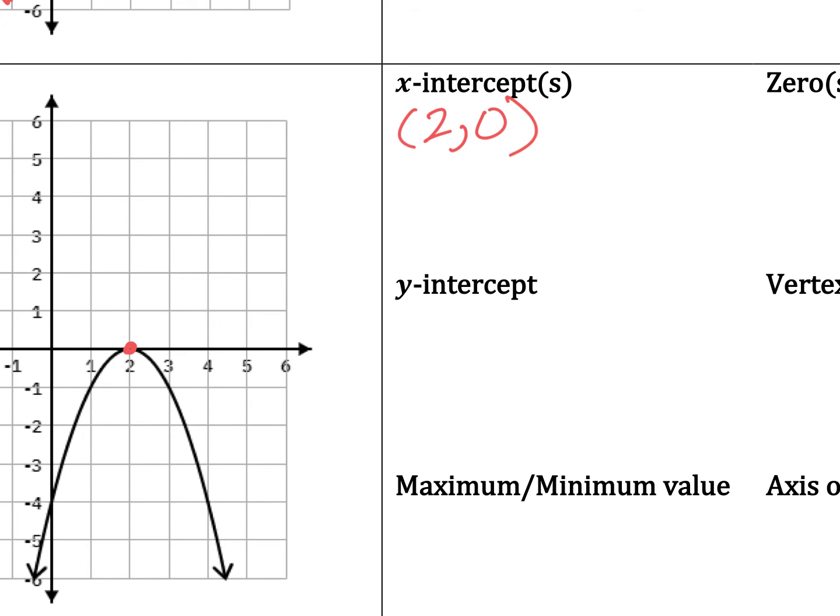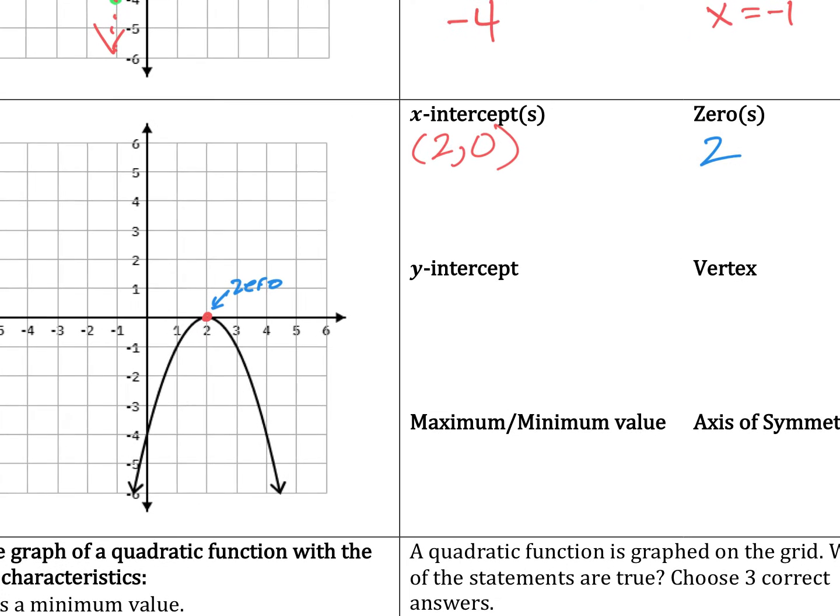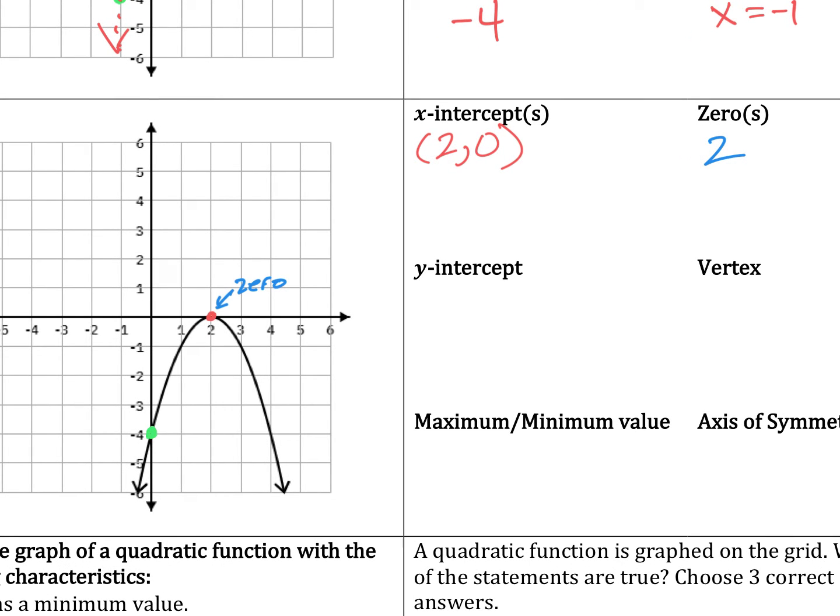Now look at your 0. So what would my 0 be in this case? Just 2. It's also that same spot. Okay, what did y'all get for the y-intercept? (0, -4). (0, -4) is my y-intercept. That's where it crosses the y-axis.